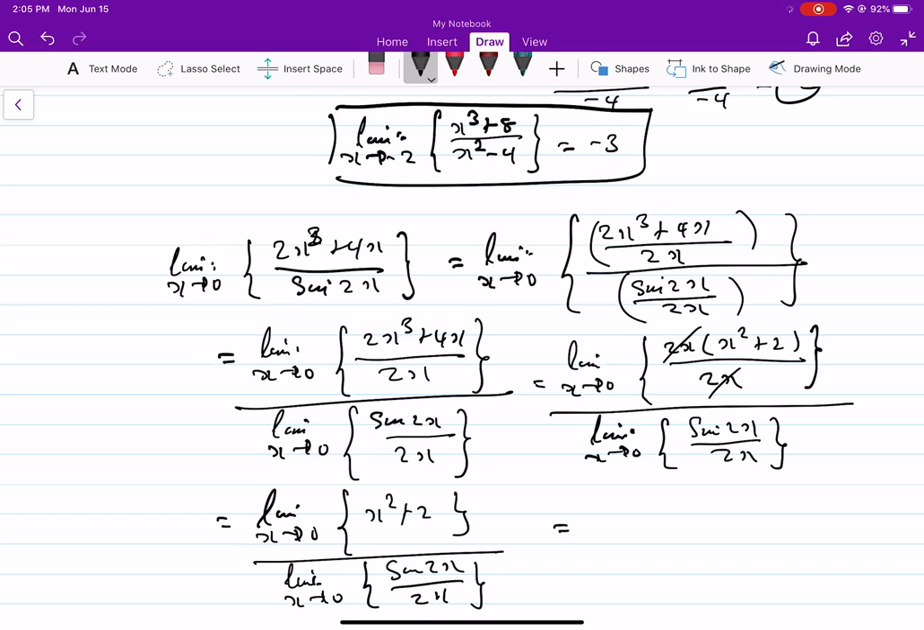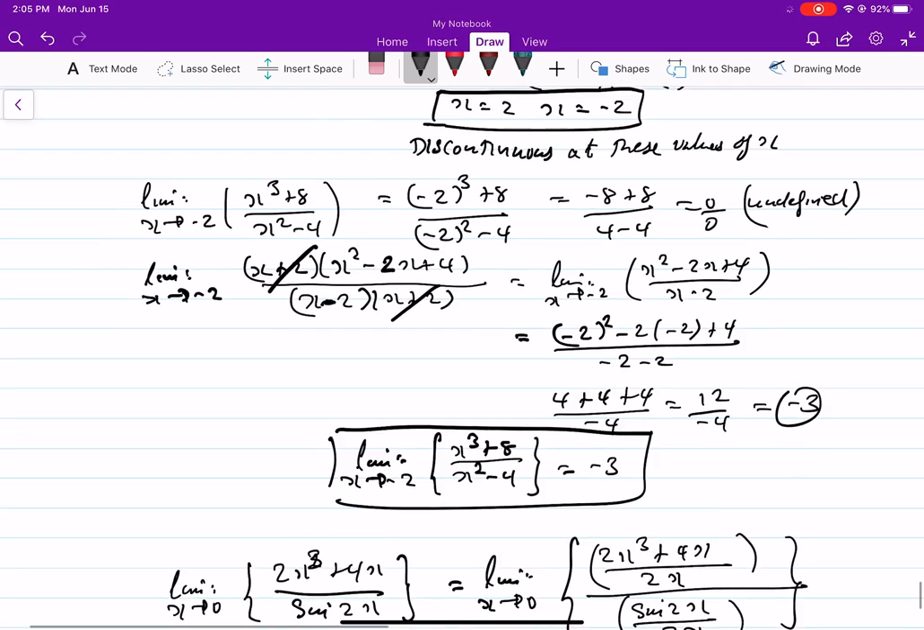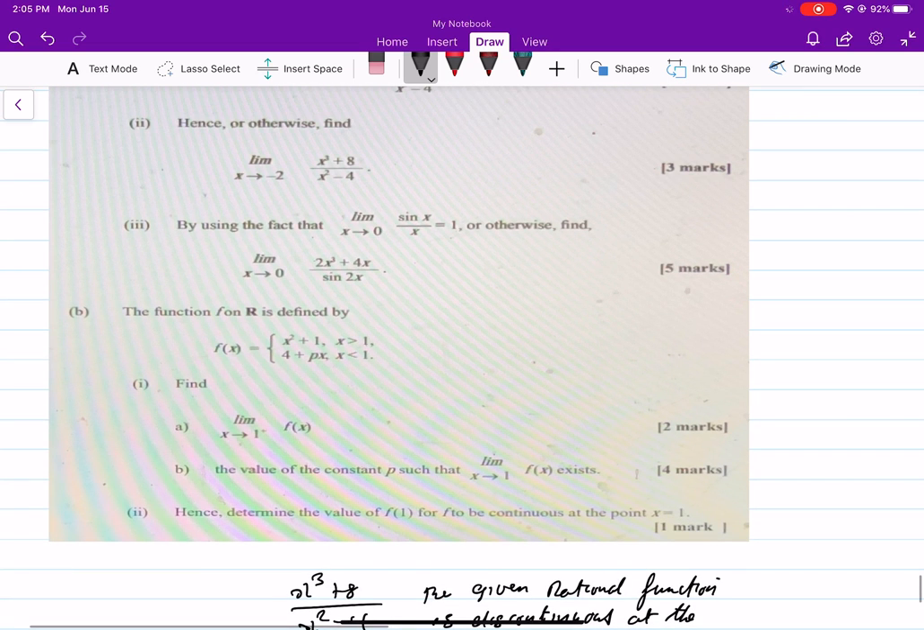And now I can plug in x equal to 0 to give me 0 squared plus 2, and in the denominator the entire limit is 1. Y'all know that by now. So this limit just gives me 2 overall. That looks pretty good. Next part.